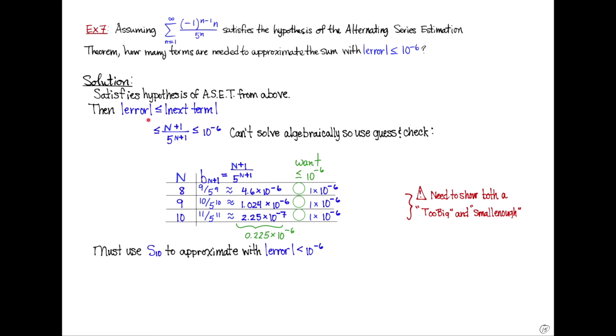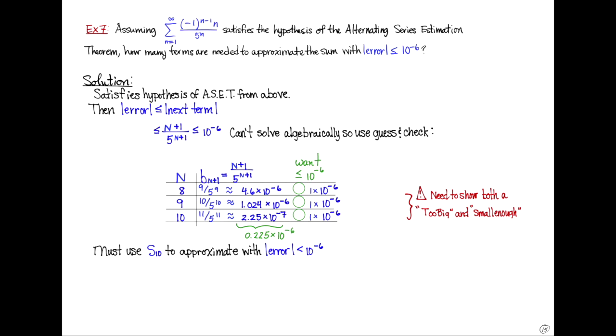We know the size of the error is going to be less than or equal to the size of the next term. So the next term, everywhere we see an n, we're subbing in n plus 1, giving us the inequality n plus 1 over 5 to the n plus 1 less than or equal to 10 to the negative 6th. So since we can't solve this algebraically, we want to use this method that we call guess and check. And I make a little table because I think it's easier to keep track of what's going on this way.